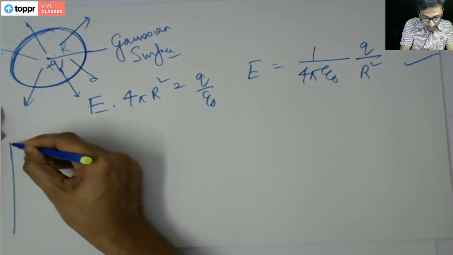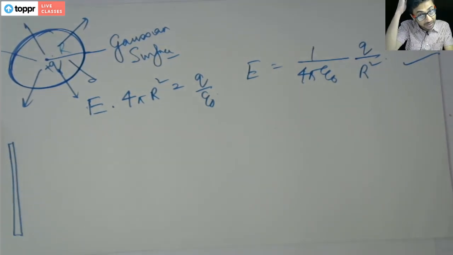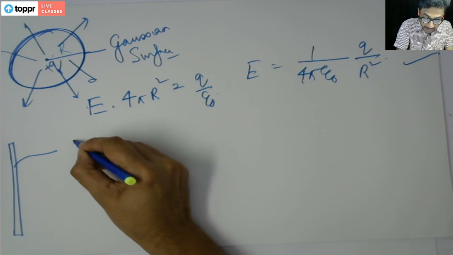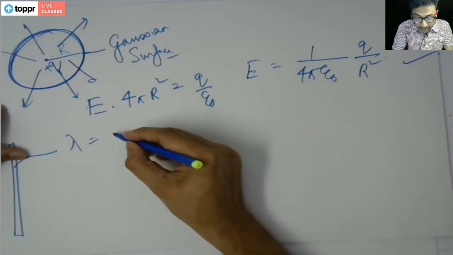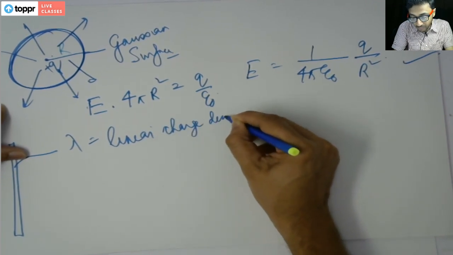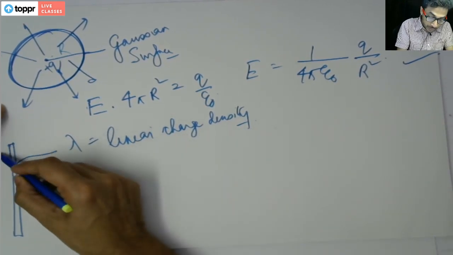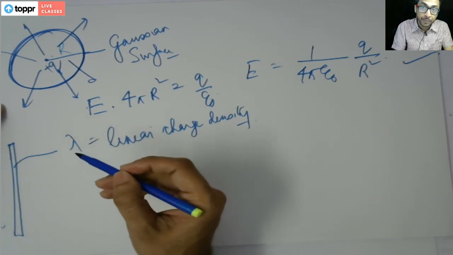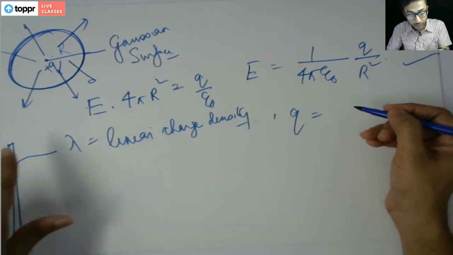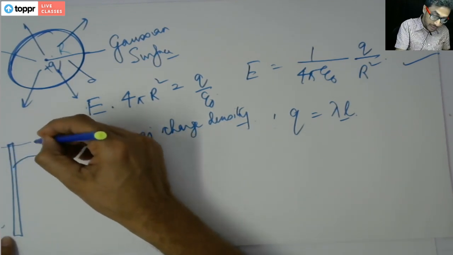Now what if a charge is distributed throughout this whole line? If it is a linear charge distribution, say lambda is the linear charge density. Got it? Now say this length is L, so definitely the charge Q will be lambda into L.